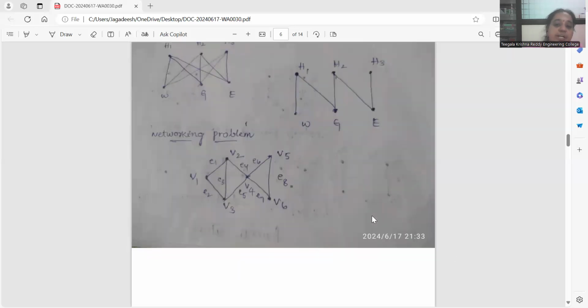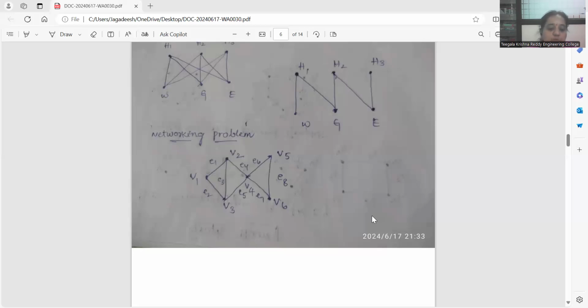And here we also have a networking problem. Already we know that one of the applications is network theory. Here we have some vertices and some edges, namely 4 vertices and 8 edges in this problem. Now V4 is the vertex which connects the left side graph to the right side graph. There is a connection between all the vertices through some edges, so there is a network path between all the vertices to reach from one vertex to another.